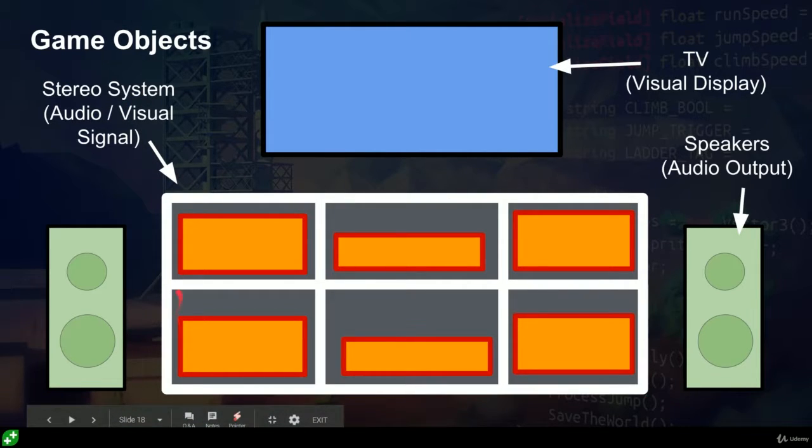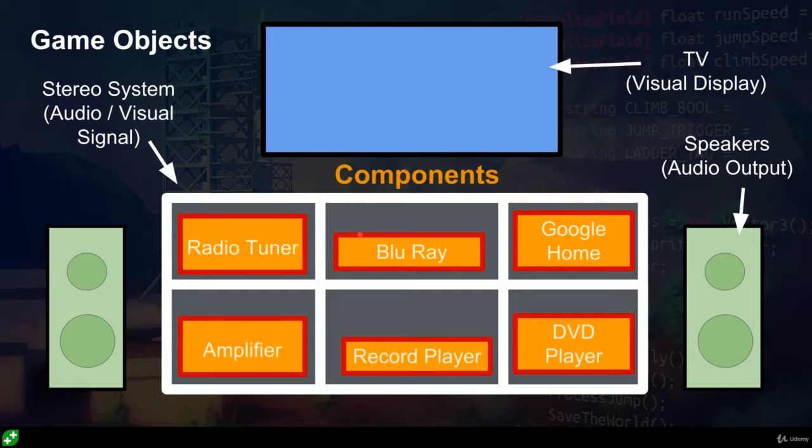Our shelf has some compartments, and on each compartment we have what we could consider components. And the components could be a radio tuner, a Blu-ray player, you might have Google Home you've set up on there, a DVD player, a record player, maybe you're old school. Most people don't have many of these things nowadays. A radio tuner, what's that? A record player, who uses those? But this is an example of all the things that you might have on your home stereo system sitting on your shelving unit here. These are components of your stereo system.